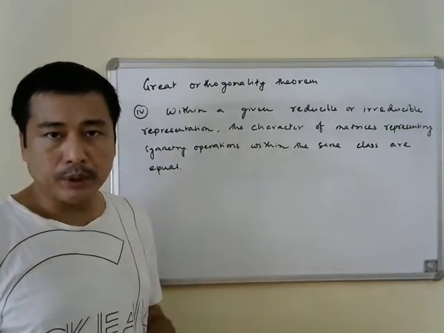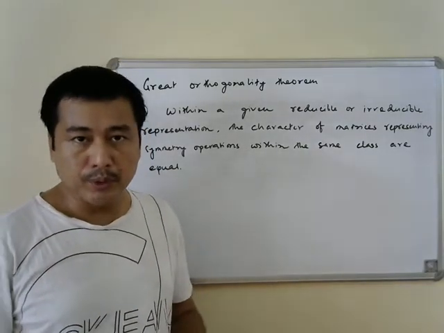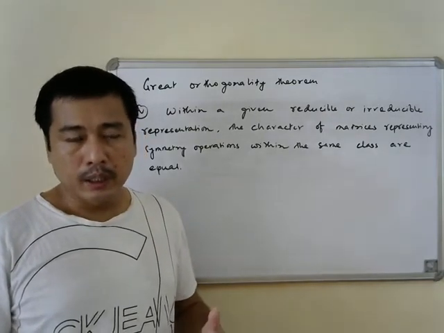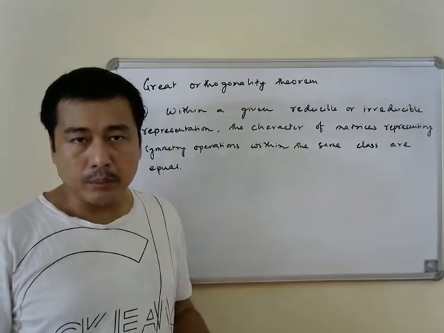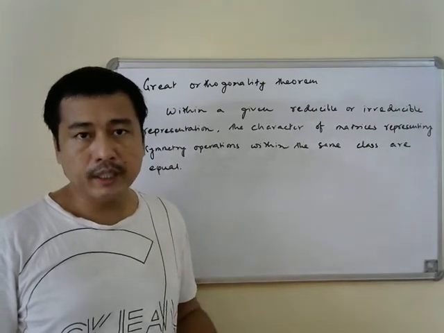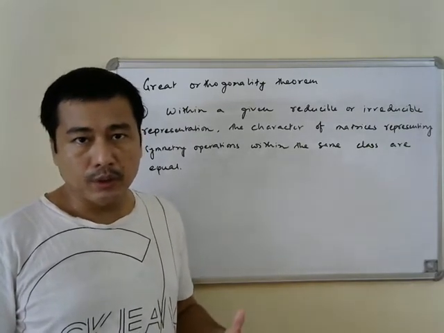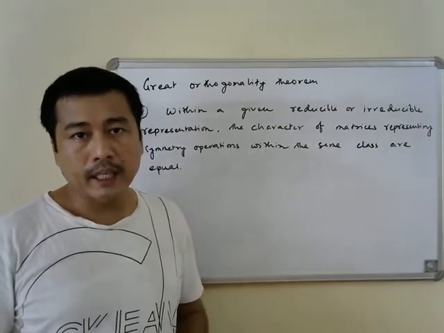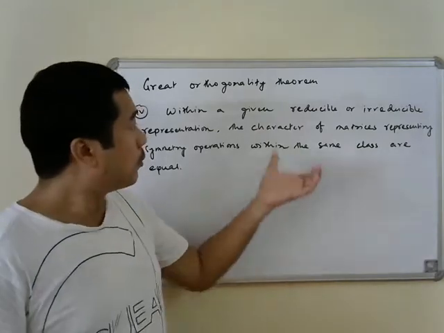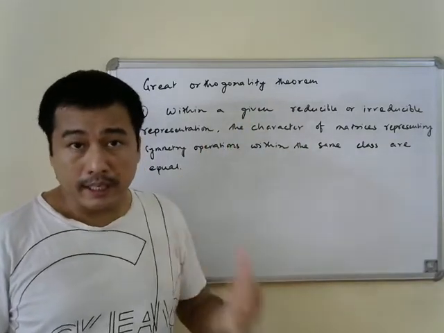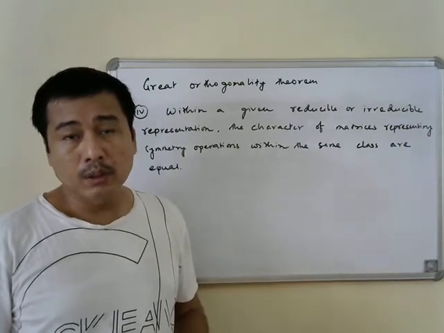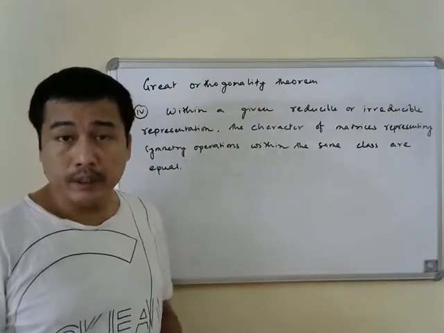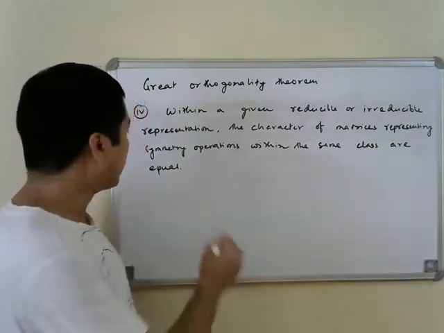That if we take the symmetry operations within the same class, because we know how to find out a class by doing similarity transformation, and we know the constituents or different symmetry operations within a given class. So if we take the matrix representation for different symmetry operations within the same class, and we look at the characters of these matrix representations, both for reducible representation as well as for irreducible representation, what we will see is that the characters of the matrices for different symmetry operations within the same class are essentially equal.